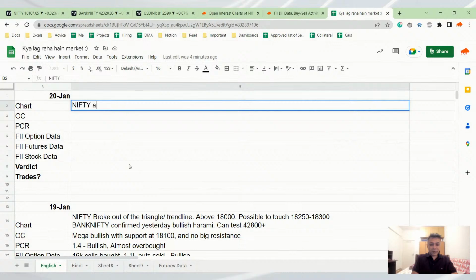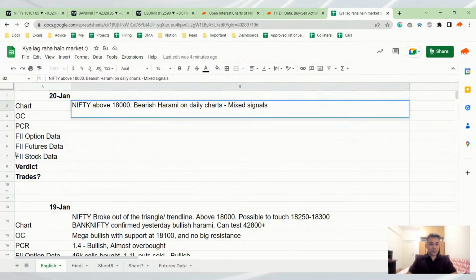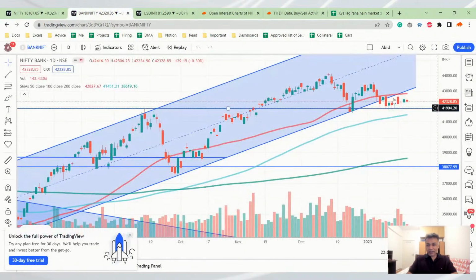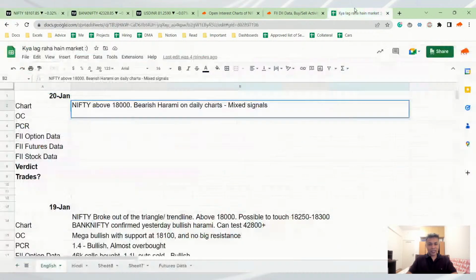So Nifty above 18,000 spot and bearish harami cross on daily charts. This is mixed signals. Now let's look at Bank Nifty. Okay, Bank Nifty is forming a doji. I can't really call it a harami, but it's an indecision candle, a doji.